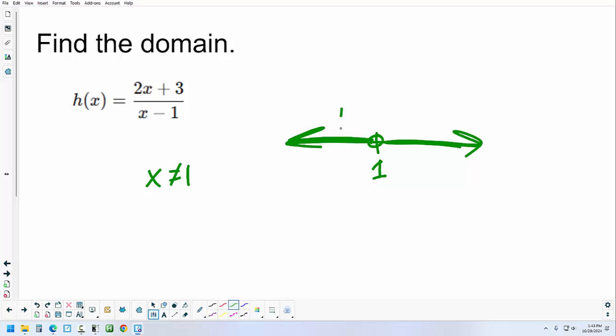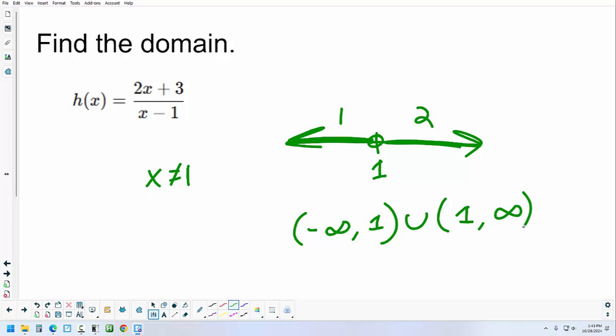Okay, so that's section 1, that's section 2. This time there's only one number you can't use. That gives you 2 sections. How low does section 1 go? Negative infinity. And how high does it go? 1, not including it. Or, what's the lowest that section 2 goes? 1, not including it. And then positive infinity.